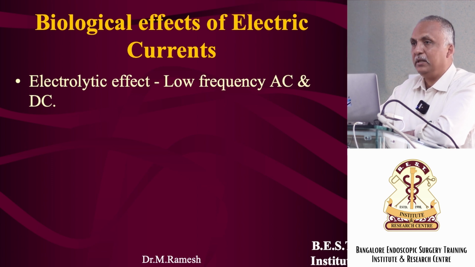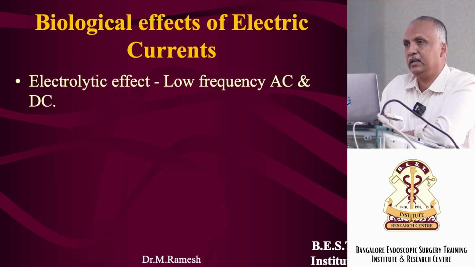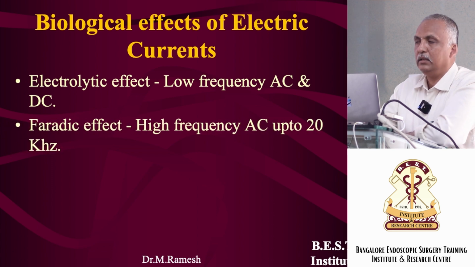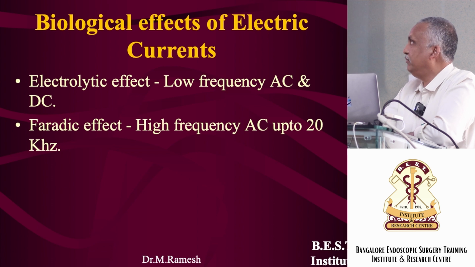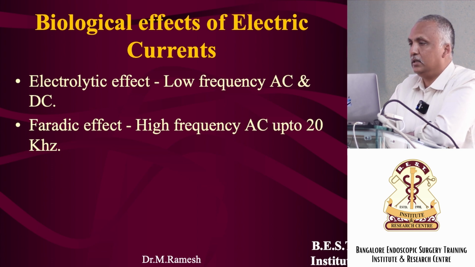So this happens when you have a direct current. Direct current is what comes in the electrical lines, and it also can happen in a low frequency alternating current. We will try to explain what is alternating current and how it is different from direct current. We also have something called a Faradic effect, and this Faradic effect is seen in high frequency alternating current of up to 20,000 hertz.